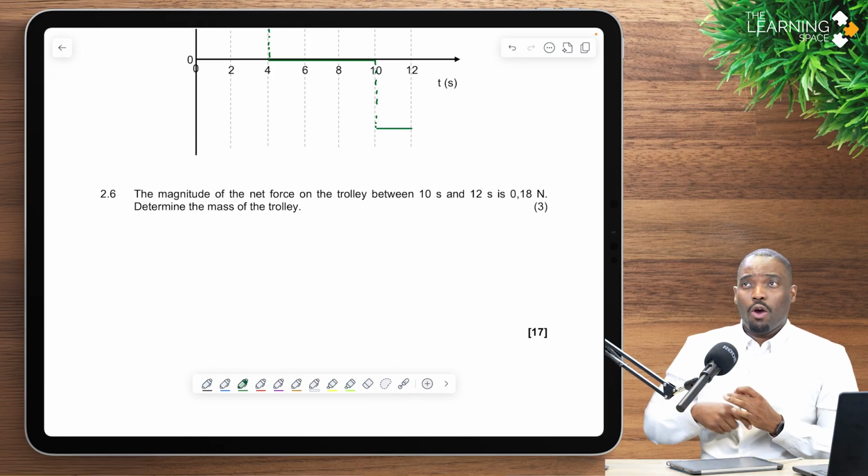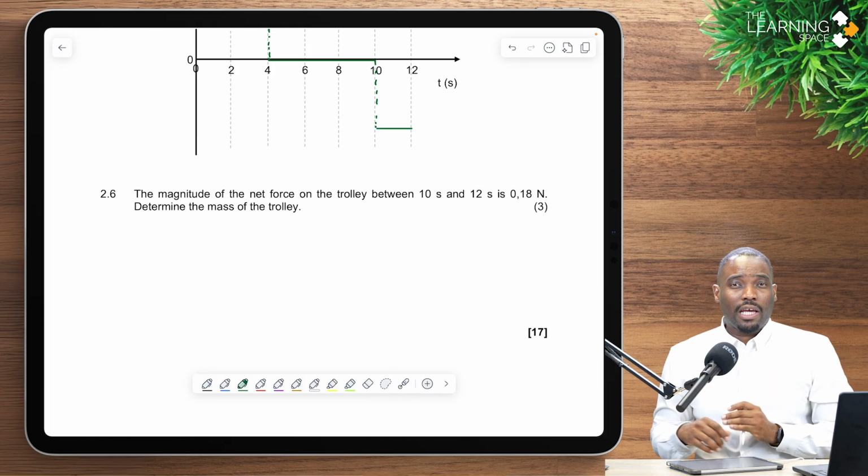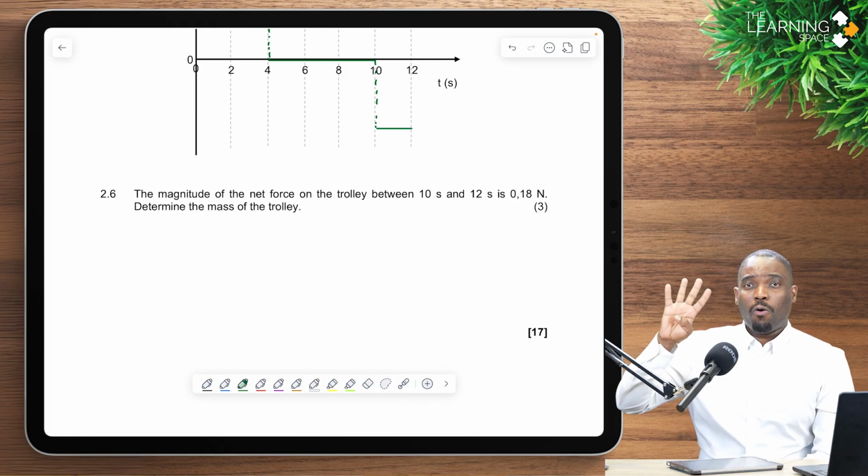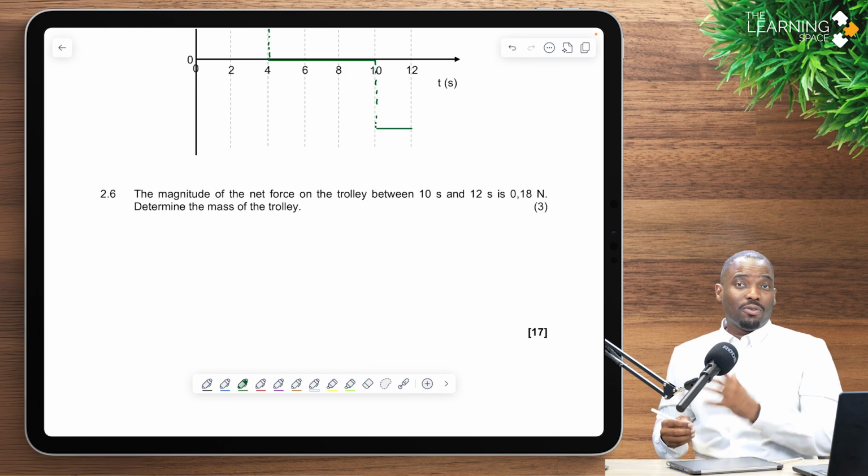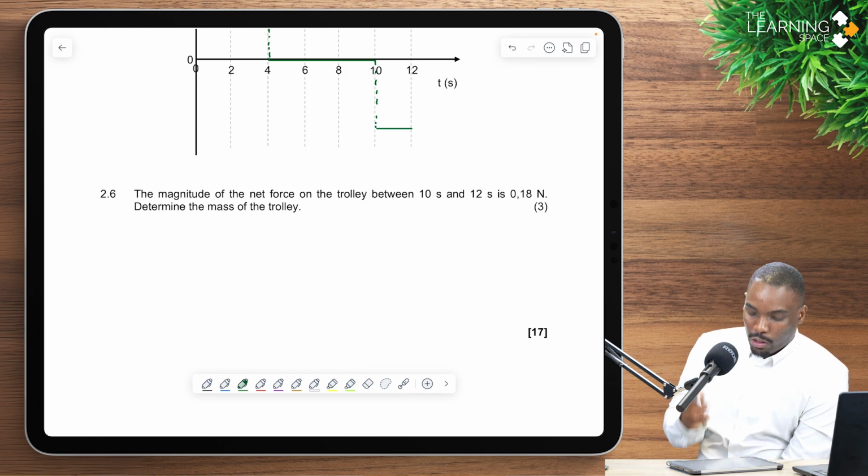Quickly post in the chat what you think the equation we need to use is. I'll give you guys 5 seconds. 5, 4, 3, 2, 1, exactly. F net is equal to ma, right? And let's see how we solve this particularly.